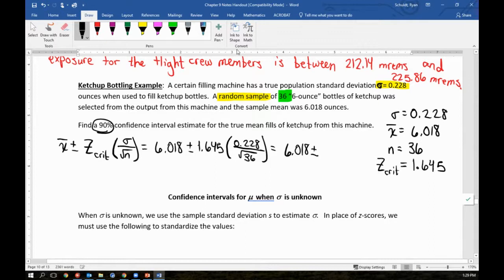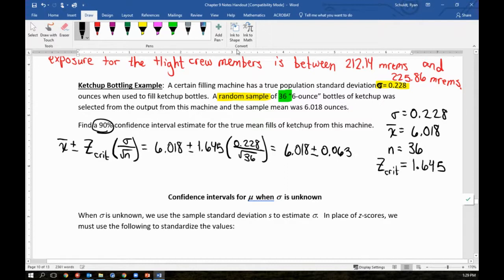0.063. Yeah. You're right, teammate. Just doing 3. Since our mean has 3 decimal places, we're doing 3 on the error.